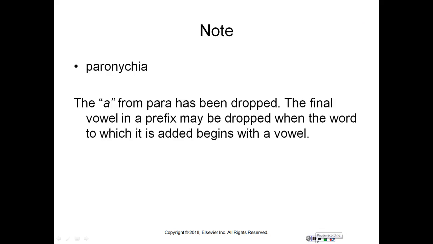So here's just a note when we're looking at the term paronychia. It just says the A from para has been dropped. The final vowel in a prefix may be dropped when the word to which it is added begins with a vowel. And that was one of those rules that we learned in chapter.